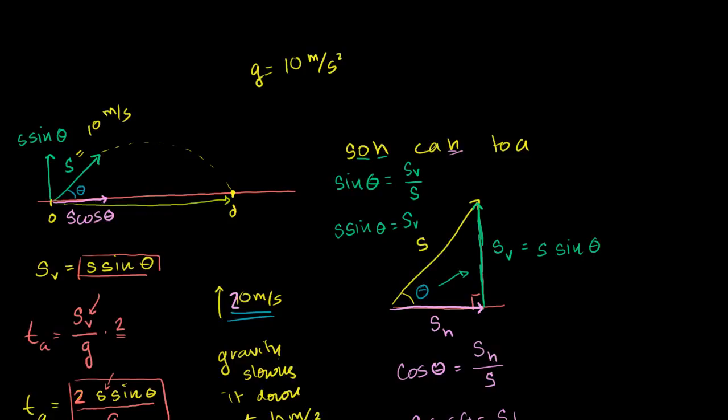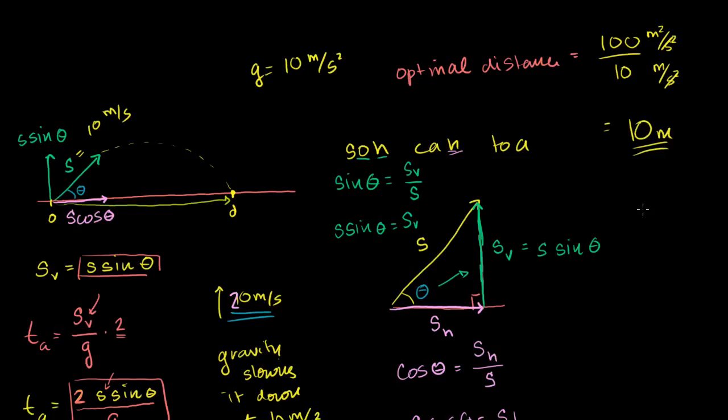Then according to what we've derived, your optimal distance is going to be s squared, so it's going to be 100, divided by gravity, which is 10. And if you square meters per second, you're going to get meters squared per second squared, divided by the acceleration of gravity, meters per second squared. The second squareds cancel out. You have a meter squared divided by meters. You're left with your optimal distance would be 10 meters. Pretty neat.